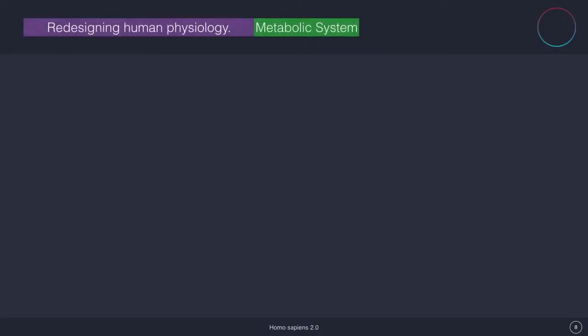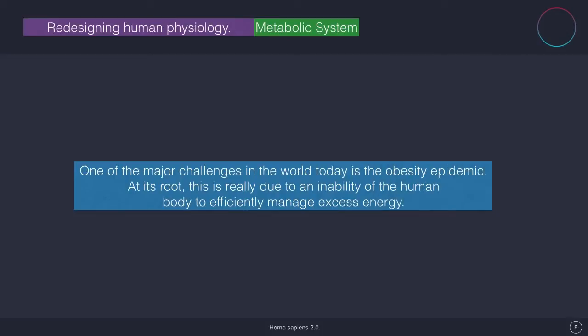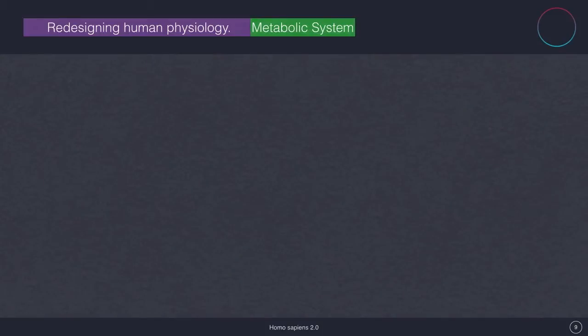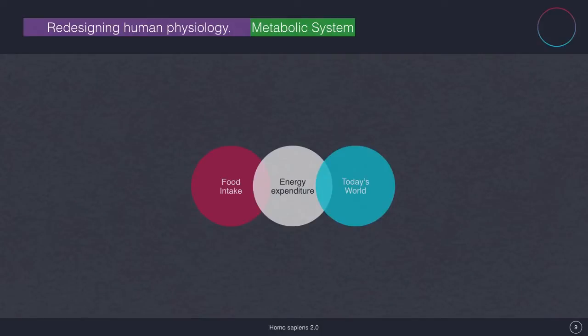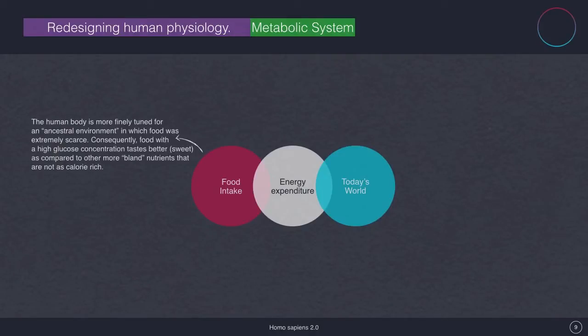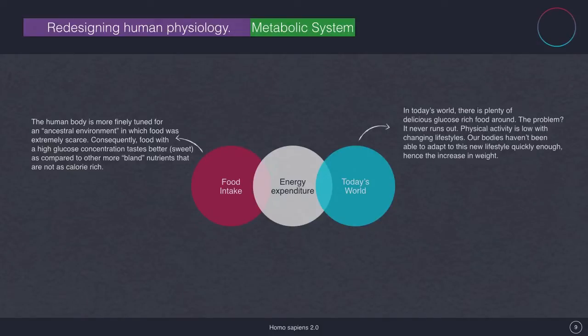First off, our metabolic system. Obesity is one of the biggest problems in today's world. My argument is that this is really due to the body's inability to control energy properly. There's been a lot of effort to try to change the environment that we live in, to get more people active and eating healthier. But that's incredibly difficult to do because of the world that we live in.